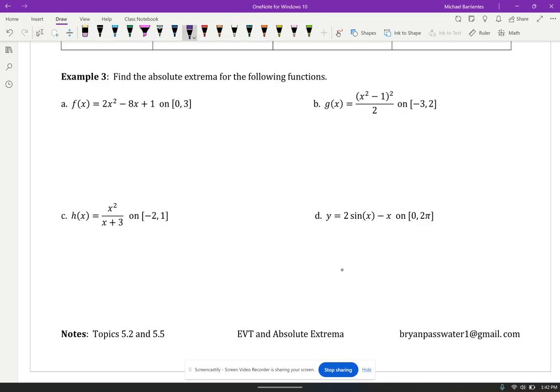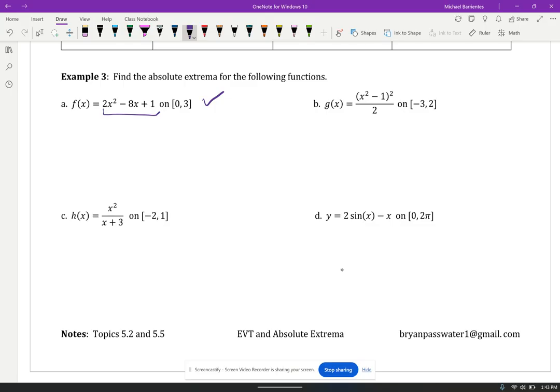And so if I look at the first function, this is a quadratic function. Quadratic functions are parabolas, and parabolas are always continuous. And this is a closed interval. So yes, I can use the extreme value theorem, and I know that I will find a highest and lowest point, an extreme value, an extreme maximum, and extreme minimum value.